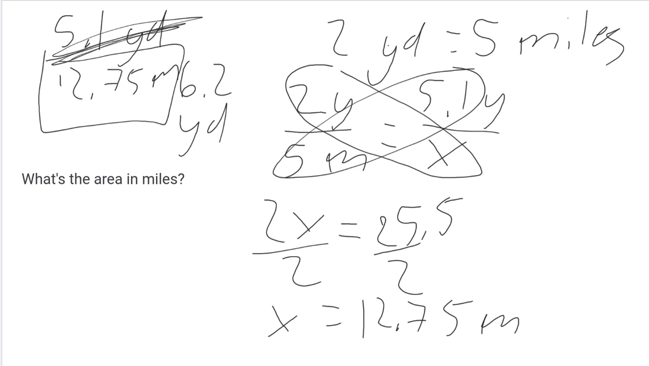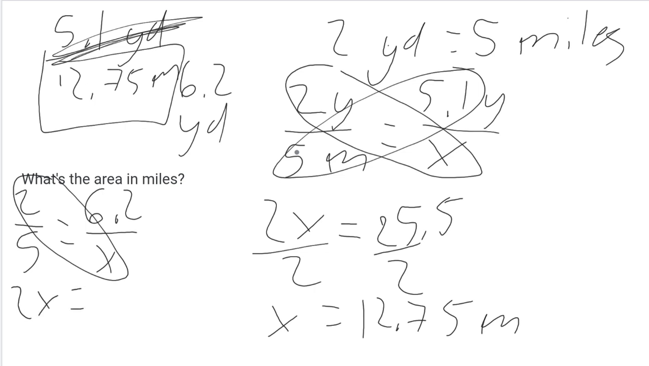So we could start again and then go ratio of 2 over 5 is equal to 6.25 over x. 2 for the yards, 6.25 because of the yards. 5 for miles, and we don't know what this is. Cross multiply. 2x is equal to 31.25. Divide by 2. And then this x was 15.5.